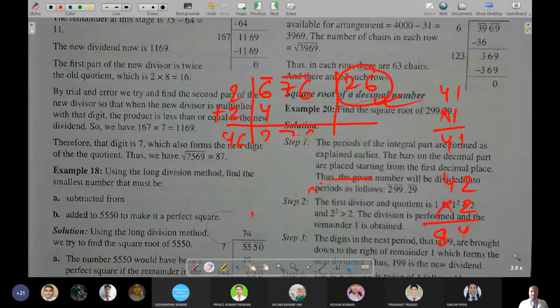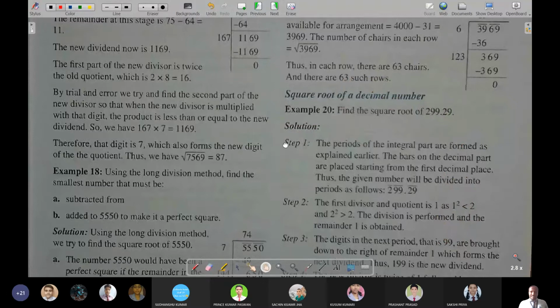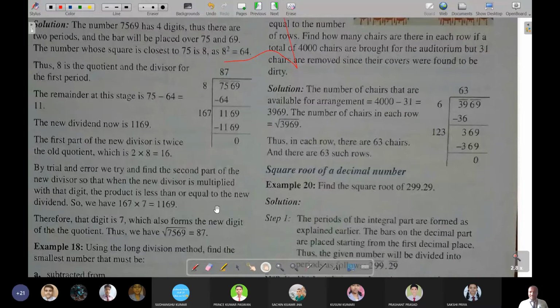So there is another number also. Even you can see, I will make another also, so it will become more clear to you. Like over here, it is 7569. You can see 7569. Okay.